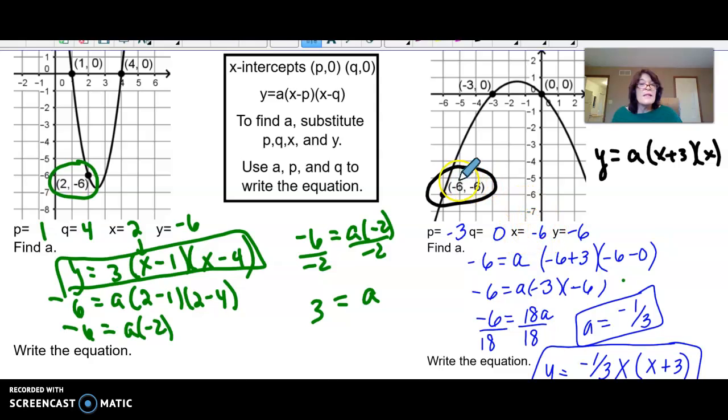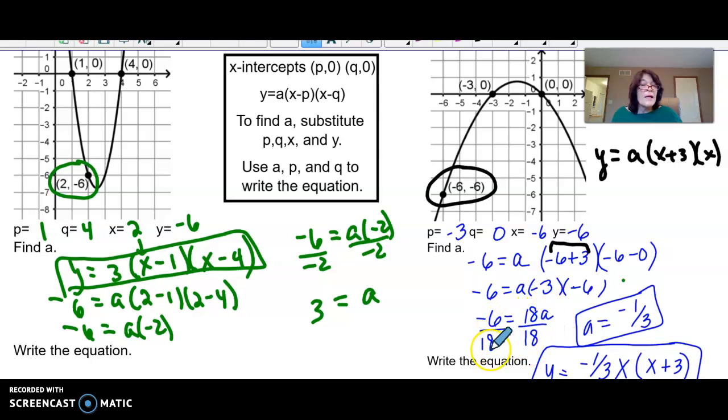x is -6, as you can see, and y is -6. So we put -6 where the y is, equals a, and we put -6 where the x is, both times. Okay, we do the arithmetic. -6 plus 3 is -3. We multiply -3 times -6 and get 18. So I have 18 times a. -6 equals 18 times a.